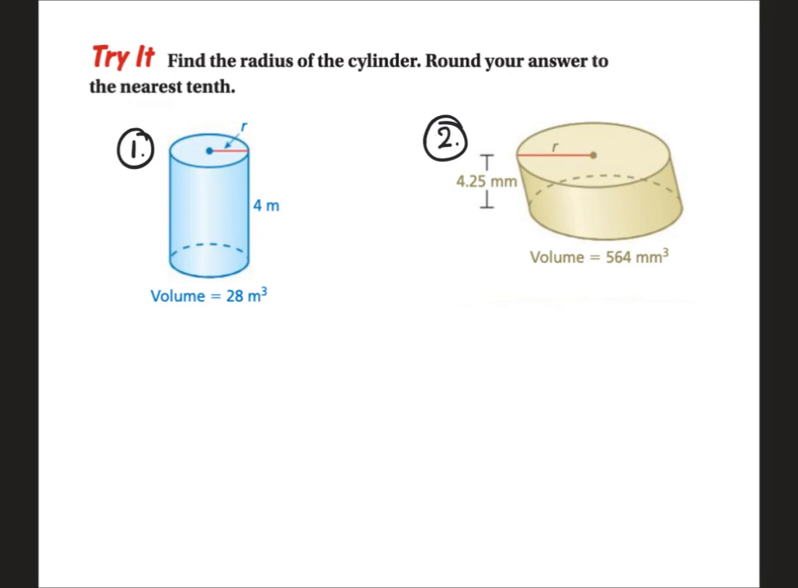So take a look at your 2 and only try it questions for this video. You're going to find the radius of the cylinder, and you're going to round your answer to the nearest tenth. Remember, if you get stuck, just rewind the video and take a look at that first example.